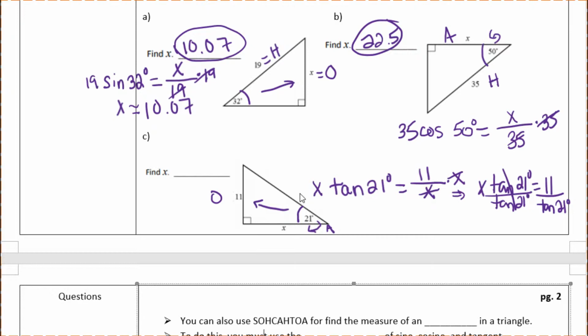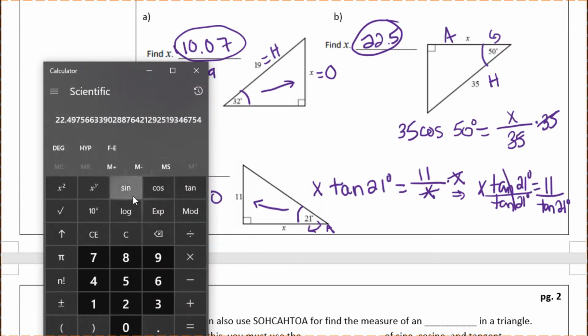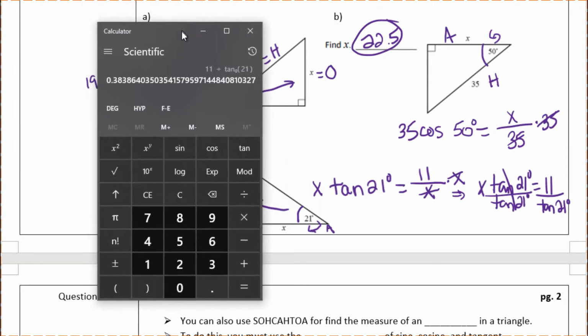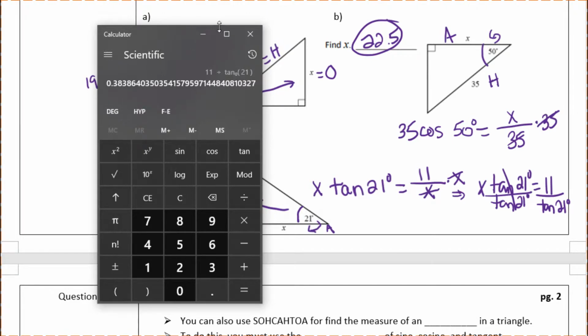Alright. You can also think of this as cross multiplication and solve it that way. Yeah, you can also think of it as cross multiplication and you'll get the same result. So either way, we got 11 divided by tangent of 21. So we got to do that on the calculator. So 11 divided by tangent of 21. So 0.384.